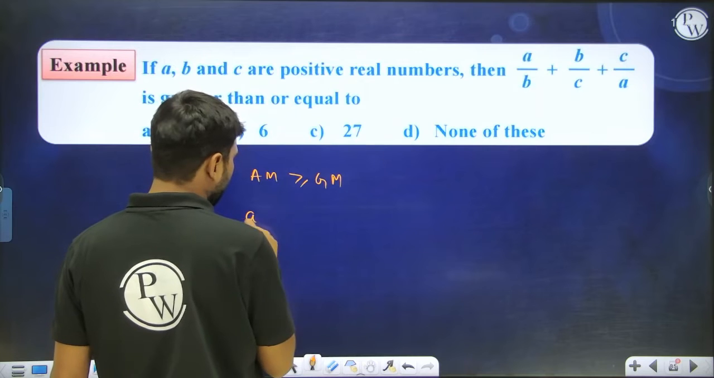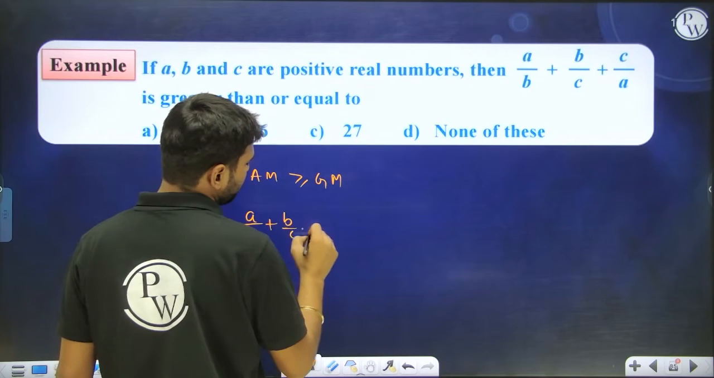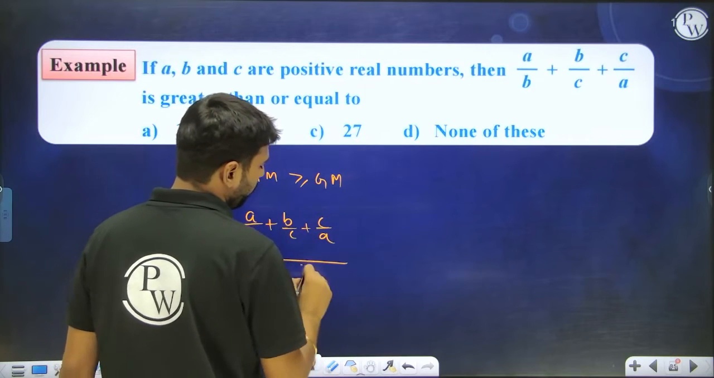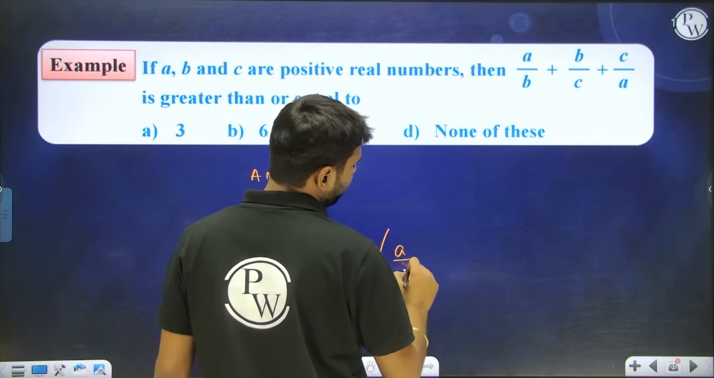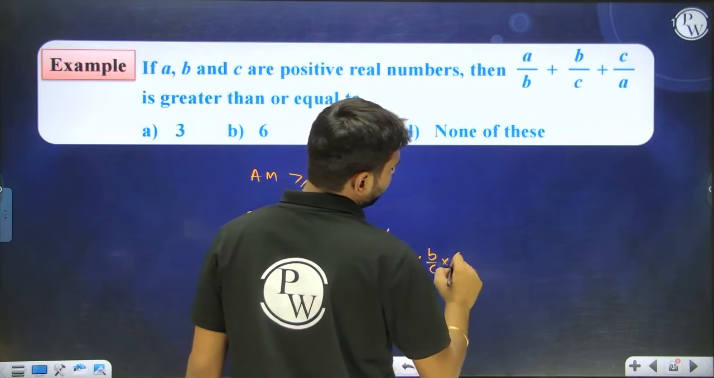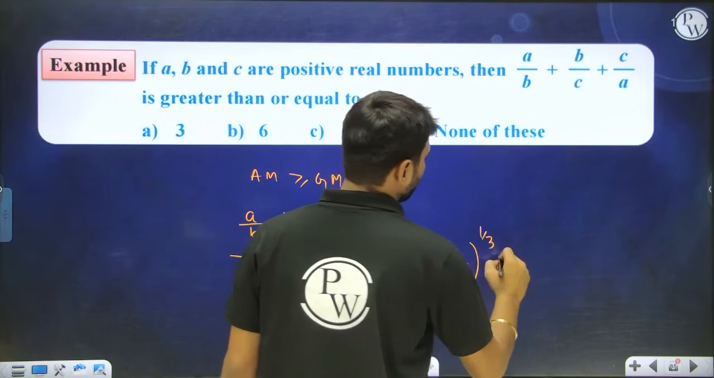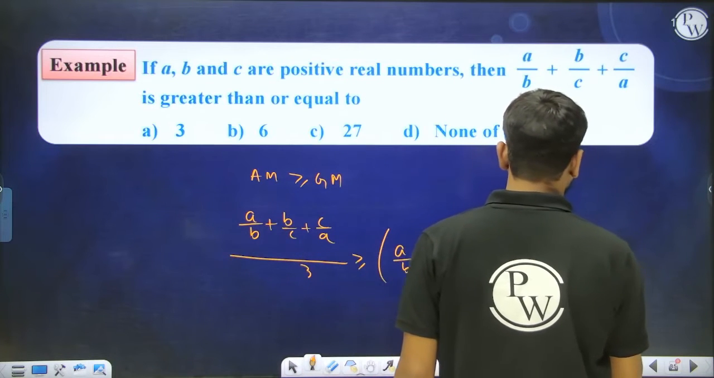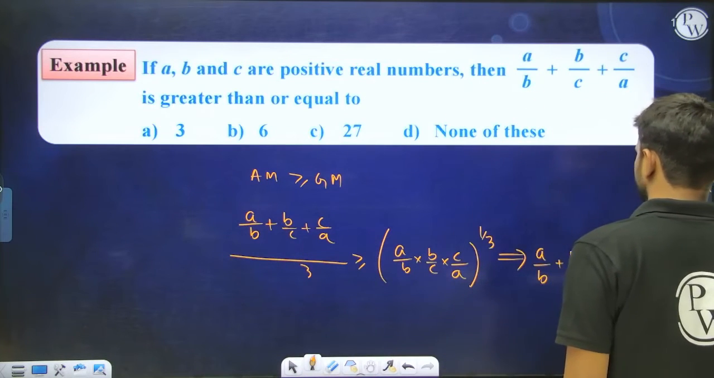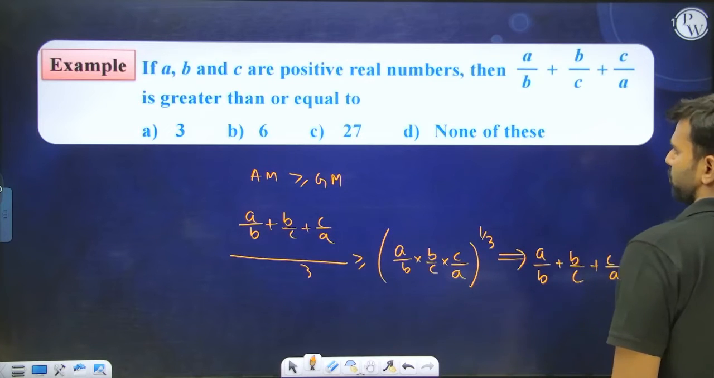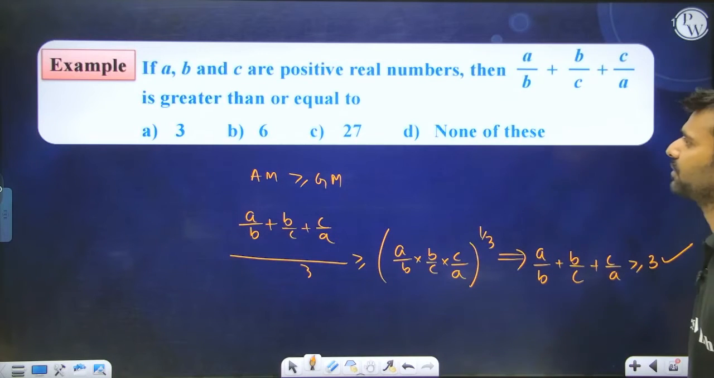So you can write down that A by B plus B by C plus C by A, divided by 3, will be greater than or equal to A by B into B by C into C by A, to the power 1 by 3. So we can say that A by B plus B by C plus C by A is greater than or equal to 3, right? So the question is done. A is the correct answer.